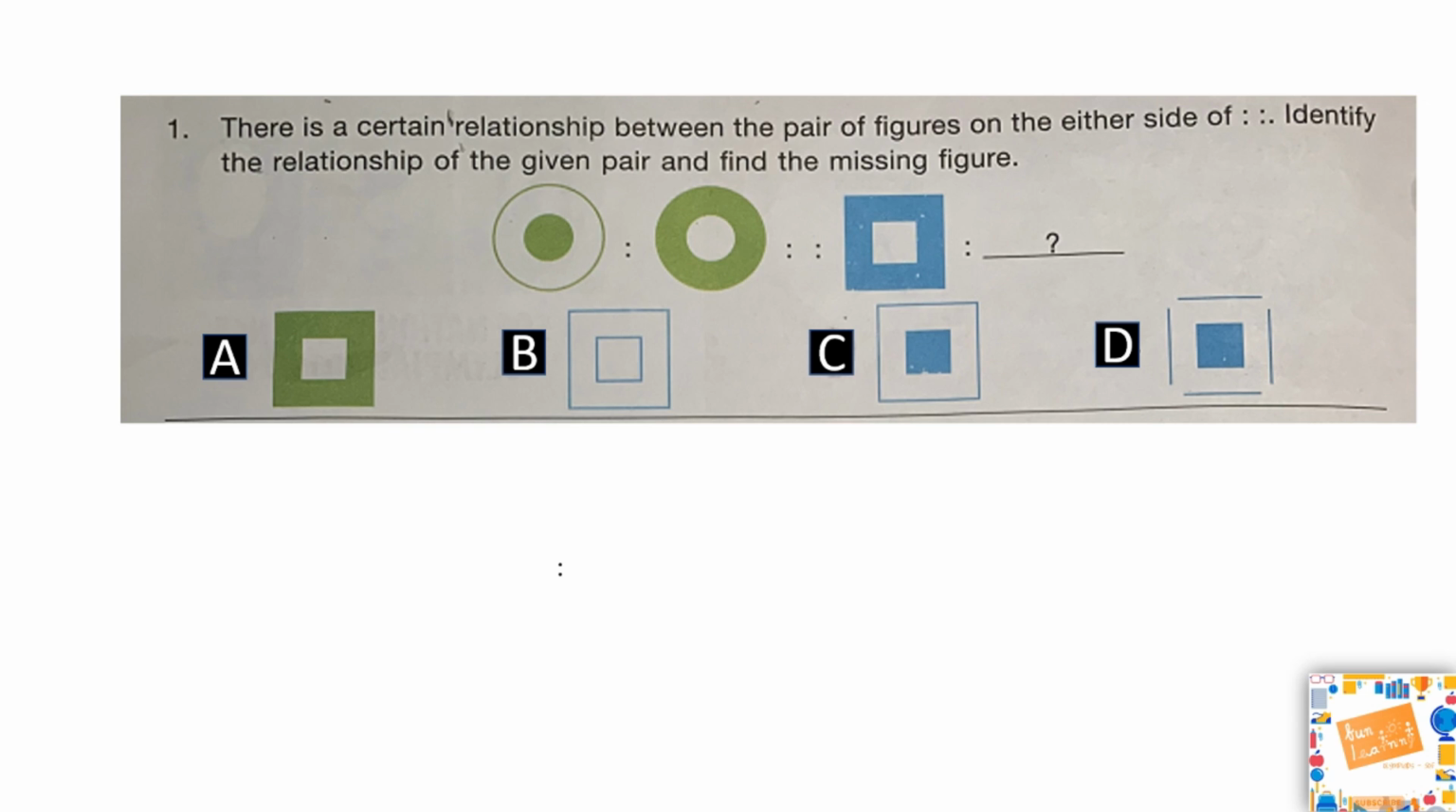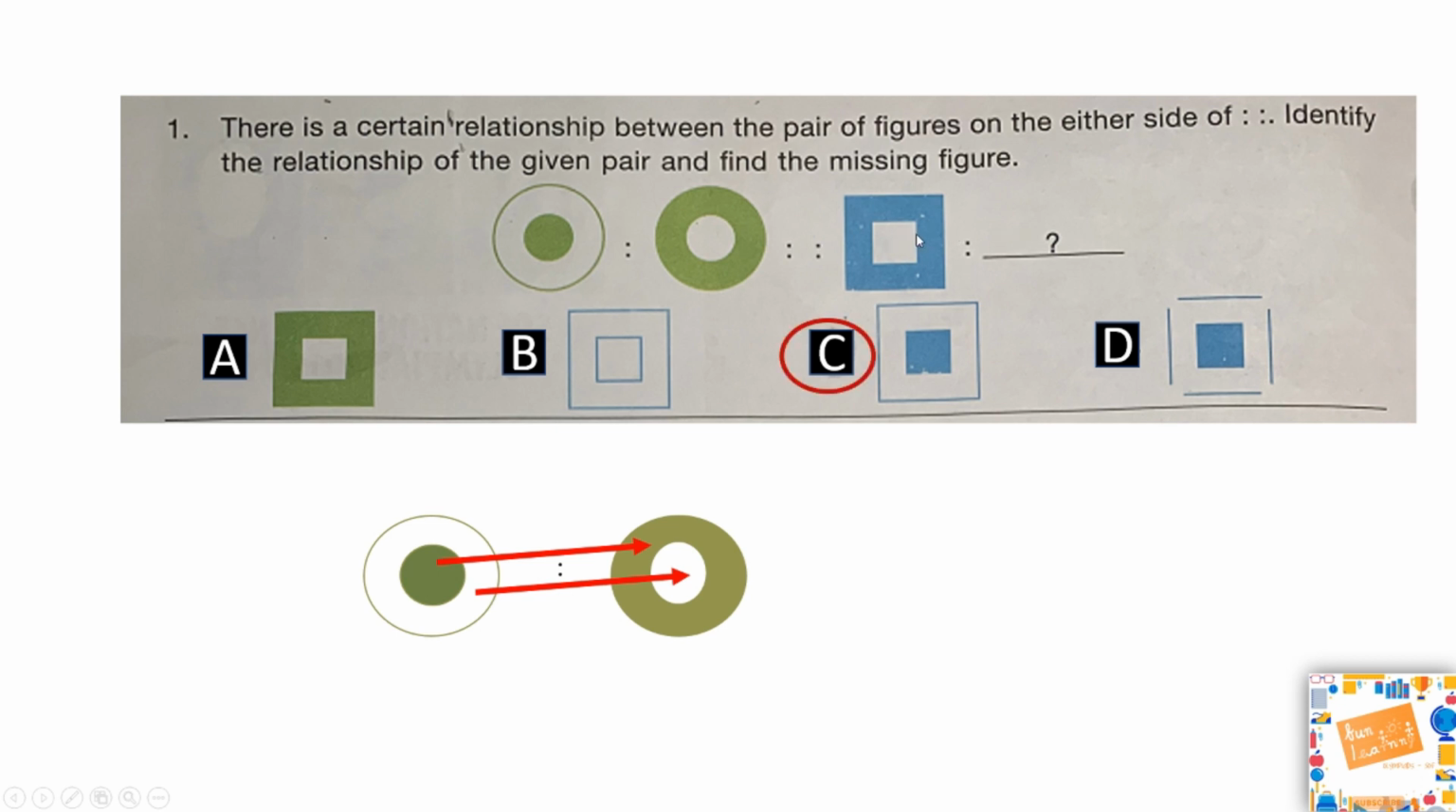Well, let's look at it together. So the first figure, which shows two circles, shows that the color in the inner circle goes to the outer circle in the next figure, and the color in the outer circle of figure 1 goes to the inner circle of the next figure. So applying the same analogy or same relationship for the square, the option below would be option C. Because here the color in the outer square goes inside and the color in the inside square is outside.